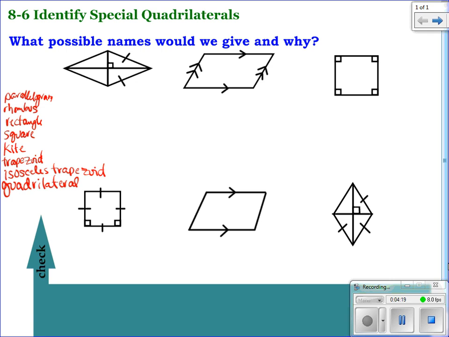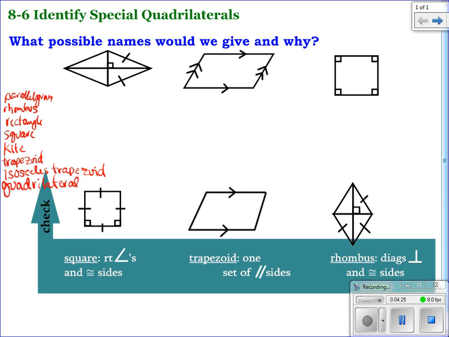So those are the names and the reasons why. The homework is going to ask you the same thing. I'm going to ask the same thing on the test at the end of the week. So you have to state the name and why you said that name. Well, it's a square because there's right angles and congruent sides. Trapezoid, which is what we talked about, 1 set of parallel sides. And the last one being a rhombus, the diagonals are perpendicular and we have congruent sides. So sometimes it helps to actually list all of the shapes it could be and then narrow it down from there. Okay, using this word bank over here in the red ink.